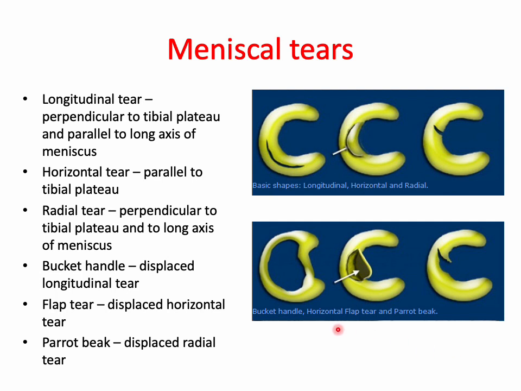The bottom 3 images here depict displaced tears. A bucket handle tear is a displaced vertical tear. A parrot beak tear is an oblique radial tear. And a flap tear is a displaced horizontal or vertical tear.